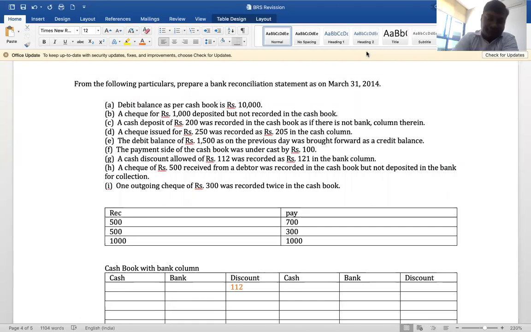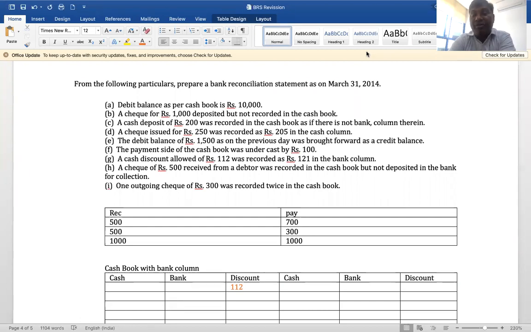Now, we have been talking about two major reasons for these two books not to agree. What are the two major reasons? One is that it may be errors committed by the cashier, or maybe some errors might be taking place in the bank transactions also, by the banker. So there may be errors committed by the banker or maybe committed by the cashier, right?